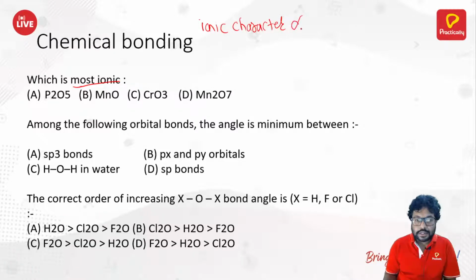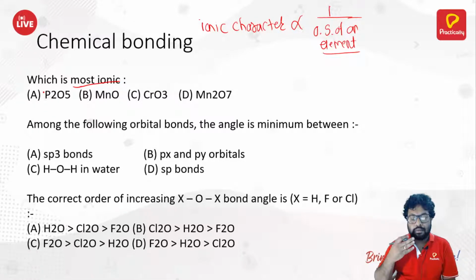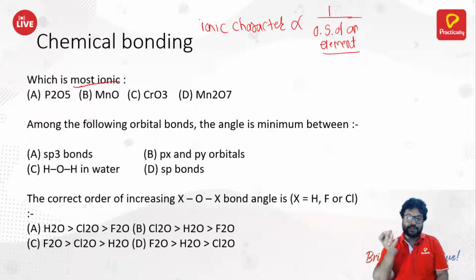is inversely proportional to the oxidation state of an element. Higher the oxidation state, smaller is the ionic character. Smaller the oxidation state, higher is the ionic character. And for the covalent character, it is opposite.